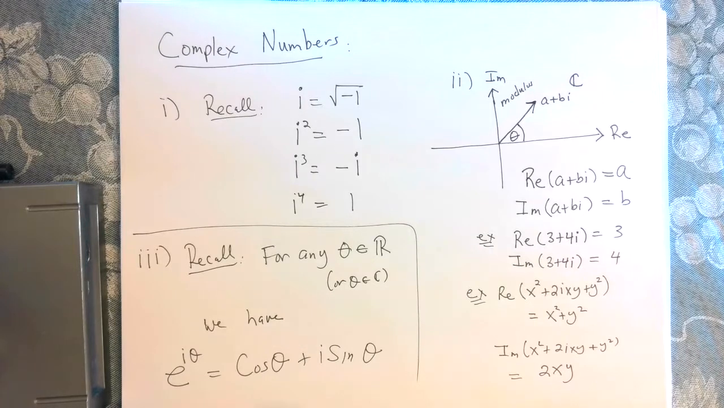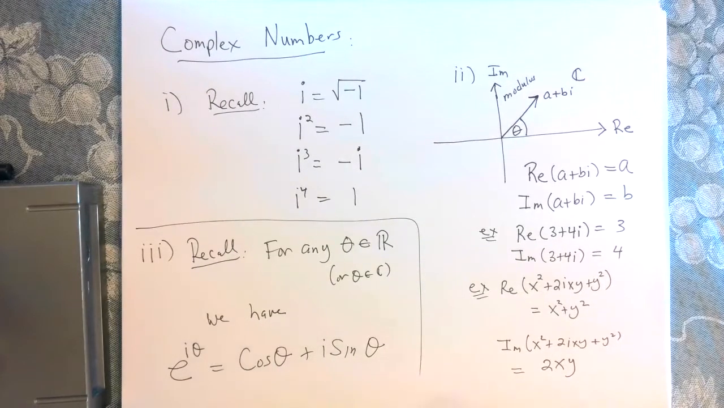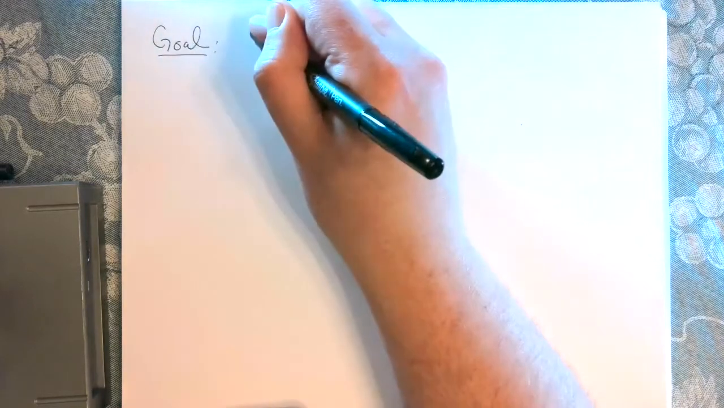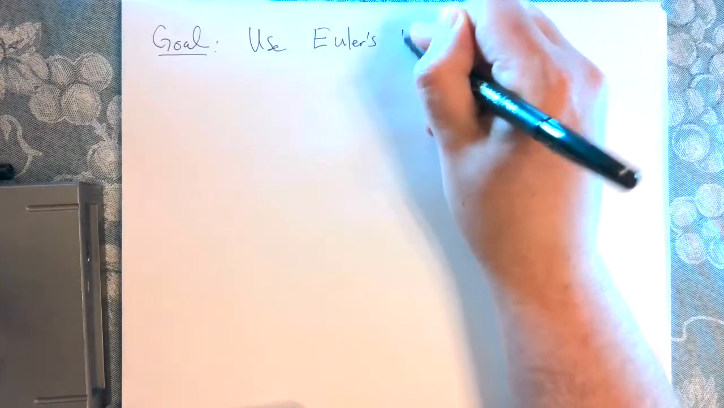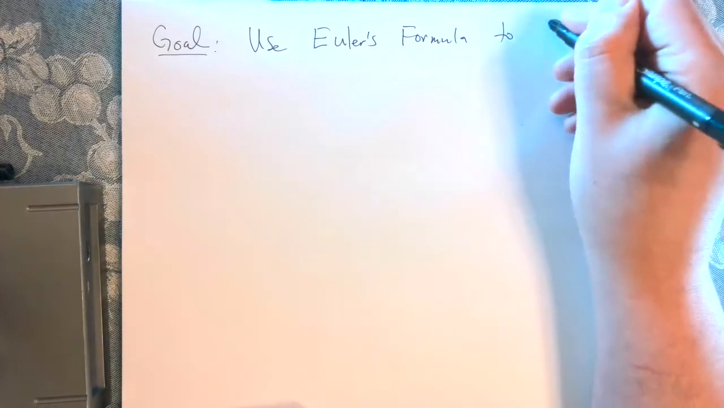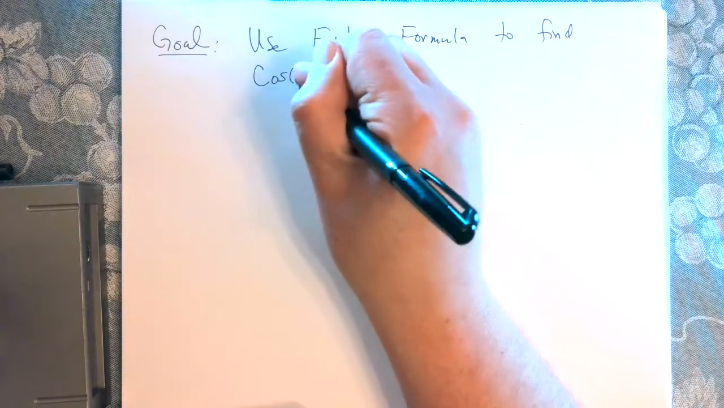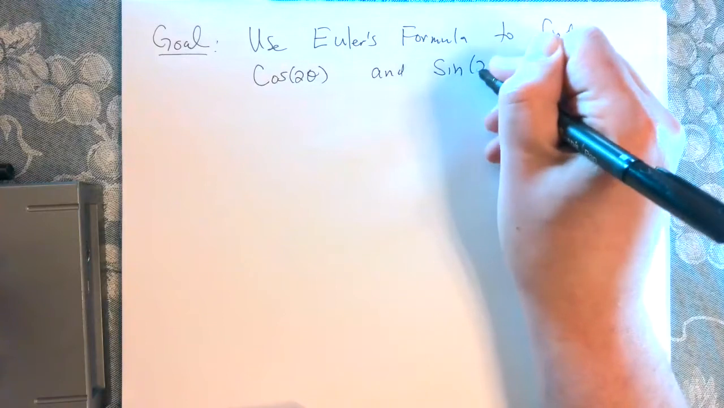In fact, let's go ahead and use this to find the double angle formulas for sine and cosine. It's really, really neat. So let's say our goal is to use Euler's formula to find the cosine of a double angle and the sine of a double angle.